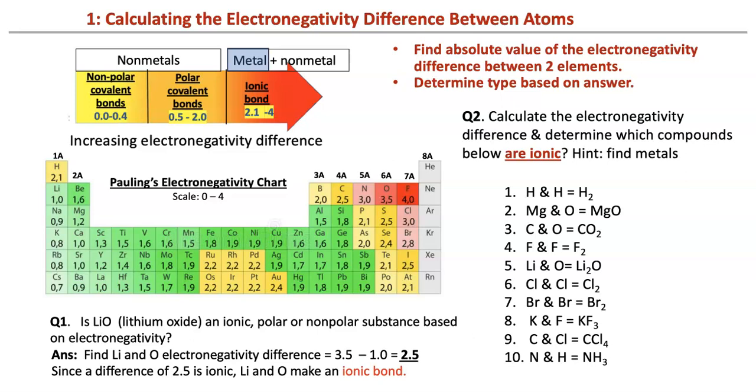Pause this and see if you can answer these questions. Calculate the electronegativity difference of these compounds and determine which ones are ionic, and find whether the others are polar or non-polar. So if I ever give you just a molecular formula, you are going to just say hydrogen and hydrogen, magnesium and oxygen, carbon and oxygen, and so on, and calculate the difference. Pause and see if you can do it.